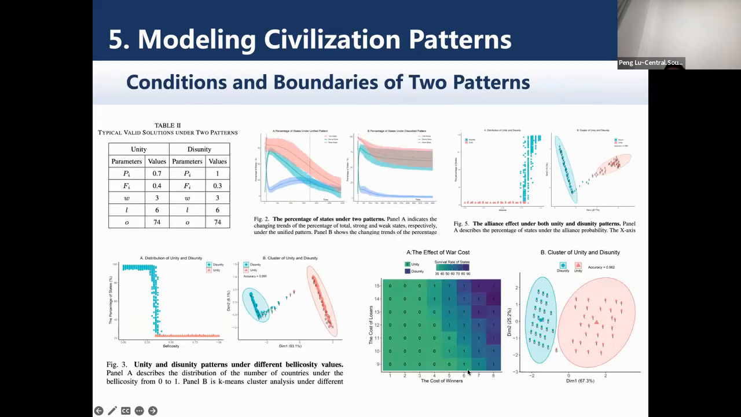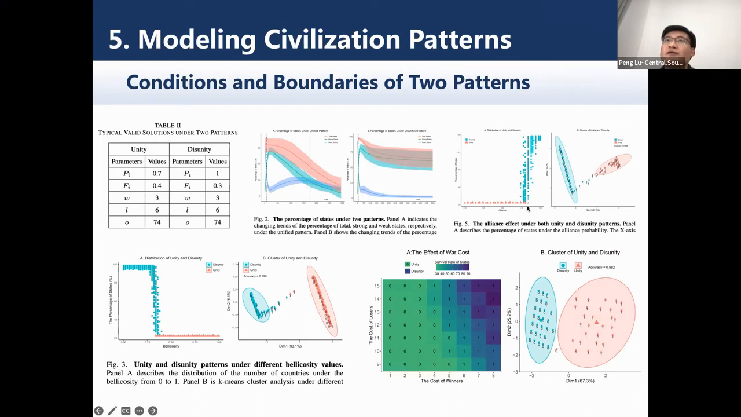And we can also explore the conditions and the boundaries of two patterns, I mean the disunity and the unity patterns. We define this one as the unity pattern, and this one as the disunity pattern, because there are still many states, so it can't be united. But for this pattern, the number of states is declining, so this is the unity pattern.